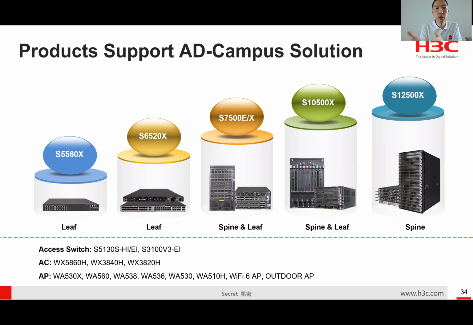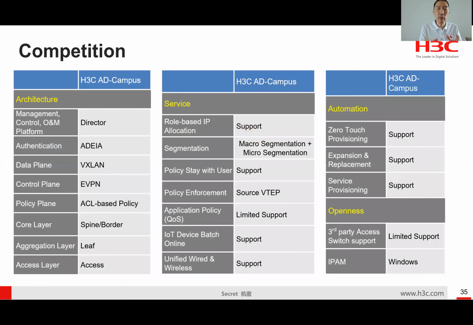These are our spine switches, leaf switches, and some of the access switch models, together with our Wi-Fi access controller and our Wi-Fi APs. Our Wi-Fi APs support 11ac Wave 2, our Wi-Fi 6 access points, together with outdoor access points. Another Q&A is that the customer will always talk about competition.